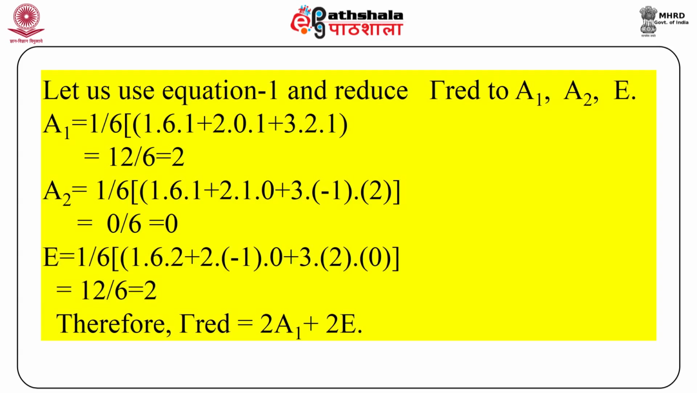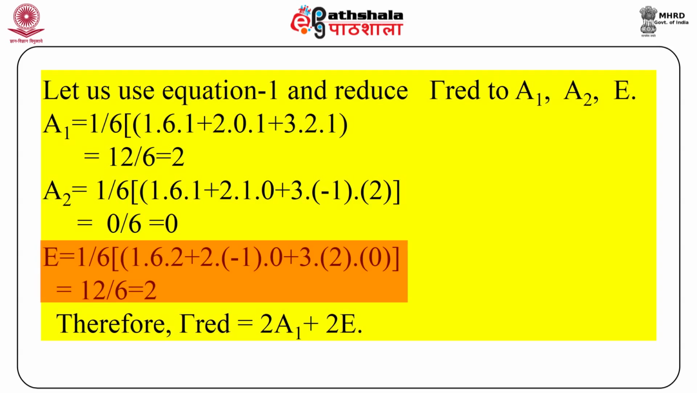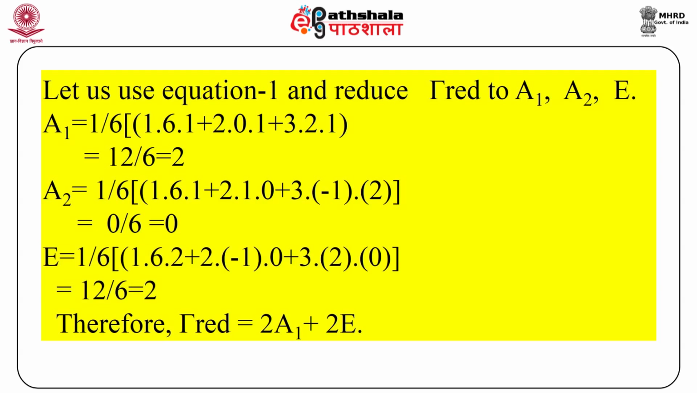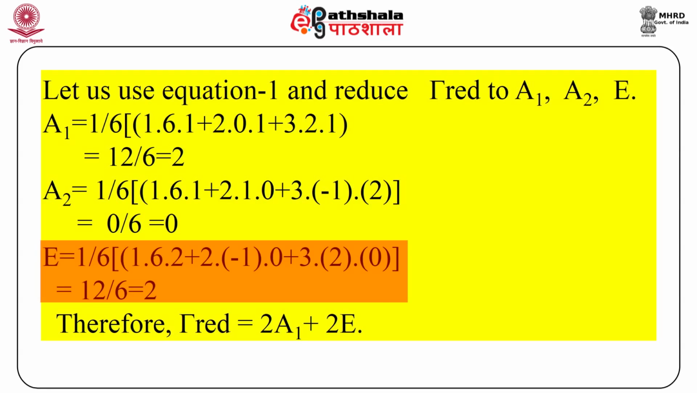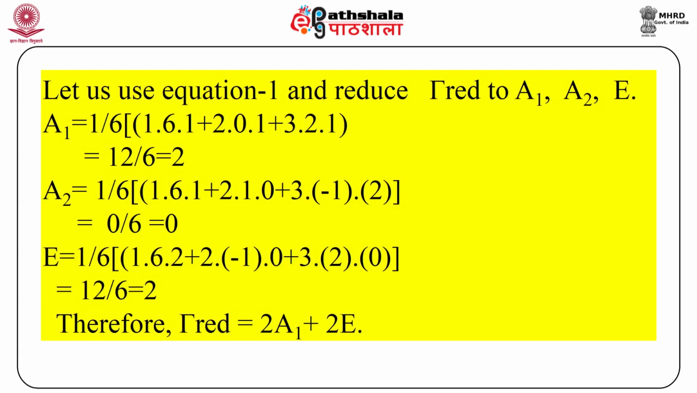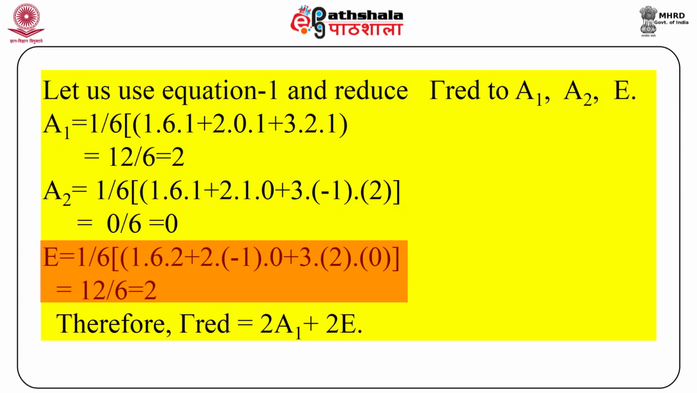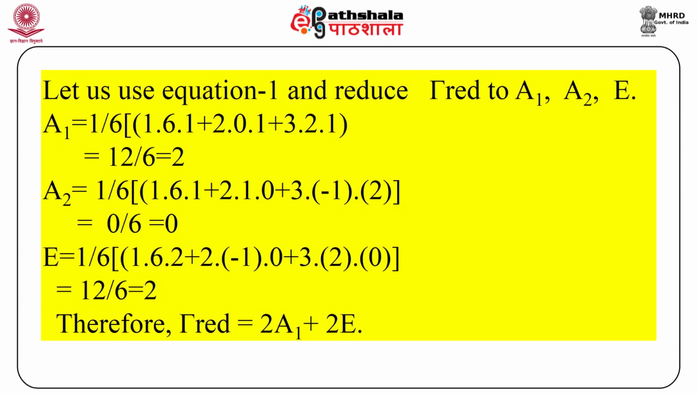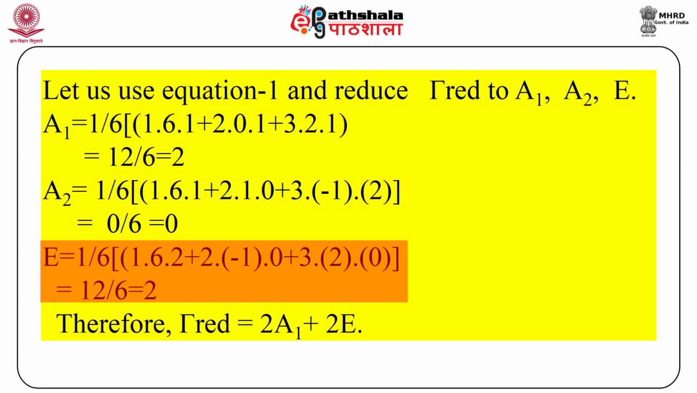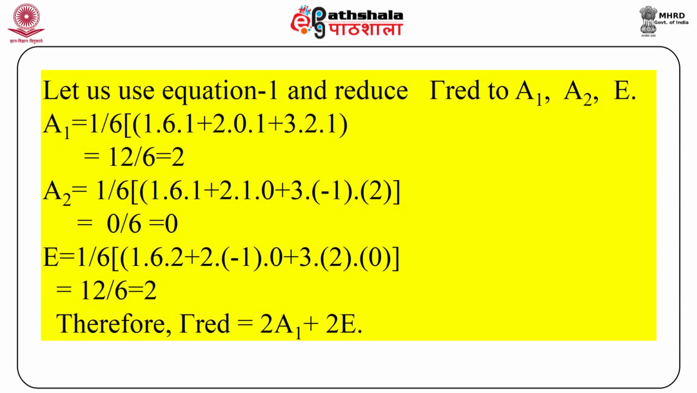E. Let us find out how many times E is there. 1 by 6 within bracket 1 into 6 into 2 plus 2 into minus 1 into 0 plus 3 into 2 into 0, that is 12 by 6, 2. That is, here E is present 2 times. Thus, total tau reducible is equal to 2A1 plus 2E.